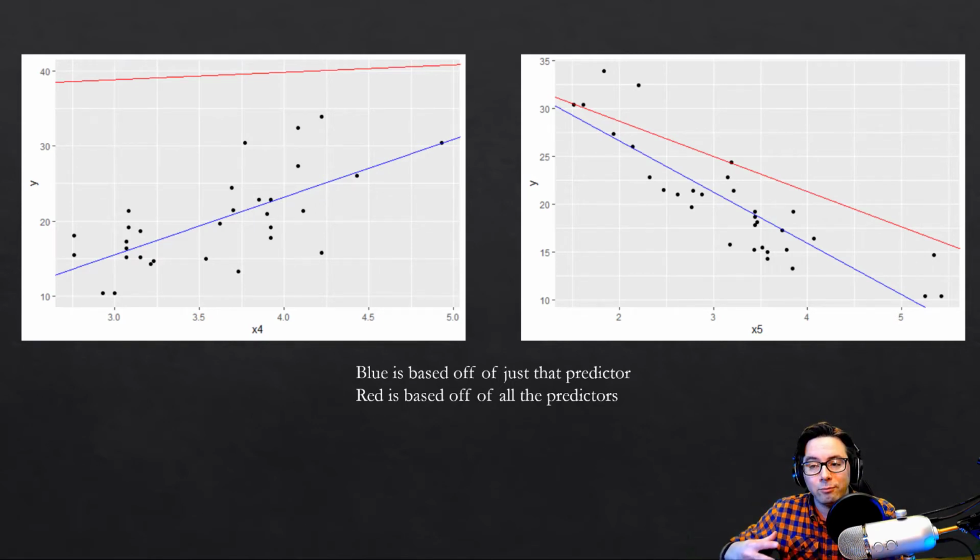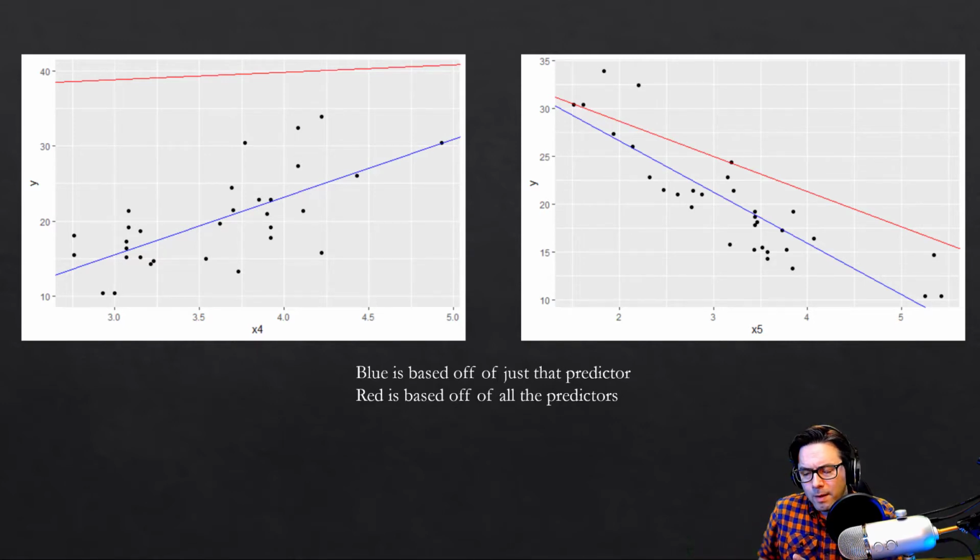The idea that I'm trying to show you is how well that model helps predict y based upon these individual predictors. Notice the blue line, that's where I did the simple linear model with just those predictors. Those simple linear models predict better than the whole model itself. The one on the left for x4 is more noticeable than the one on the right.